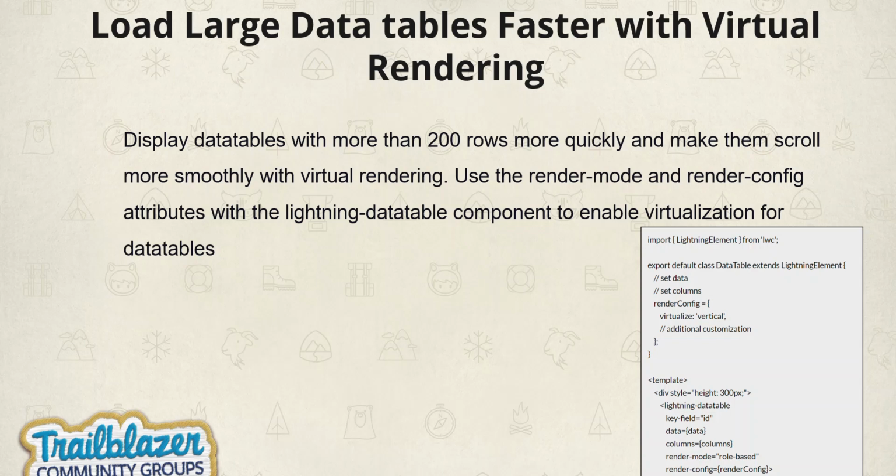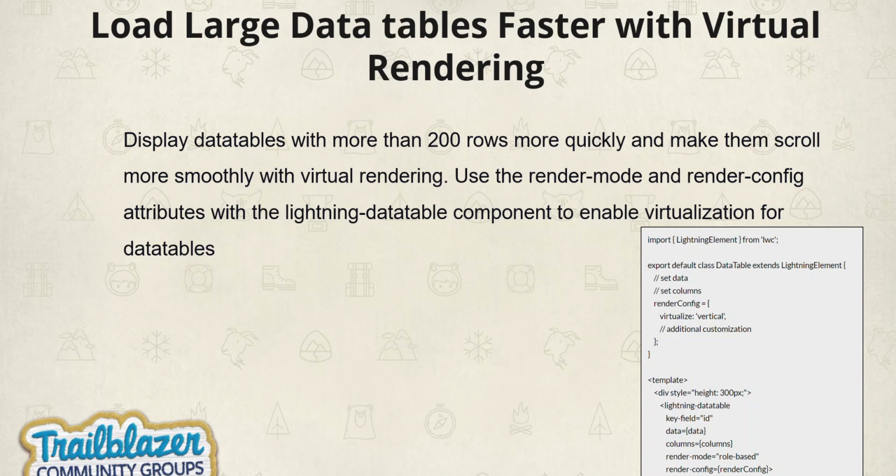And also with the data table, if you want to make it render faster, or if there are performance issues, you can remove those. So how to remove that? This new virtual rendering is available. Display data with more than 200 rows more quickly and make them scroll more smoothly with virtual rendering. Okay, so how to use that? I have lots of properties under this data table, so we will discuss them here.